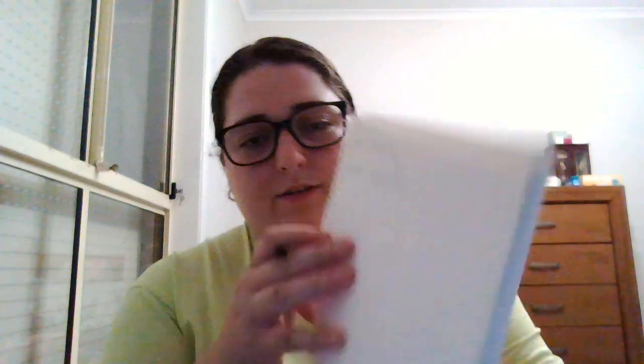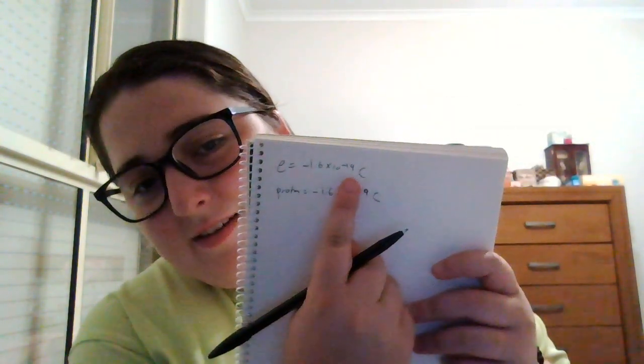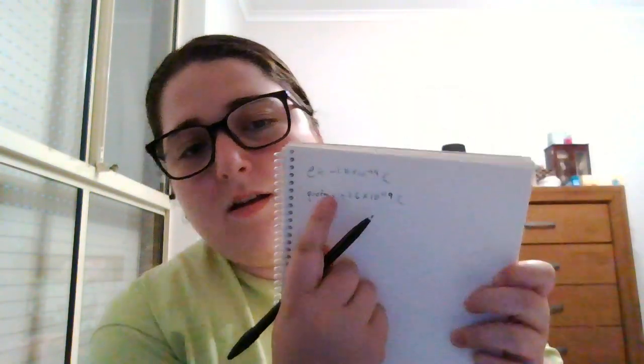Okay. Coulomb is the unit that we use for charge. An electron has negative 1.6 times 10 to the power of negative 19 coulombs, and a proton, which should be given, which we don't have a symbol for, has the exact same charge. So electron, that's an e, equals negative 1.6 times 10 to the negative 19 coulombs, and a proton is positive 1.6 times 10 to the negative 19 coulombs.